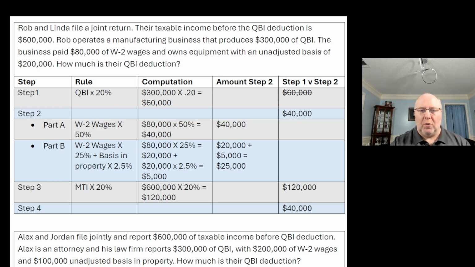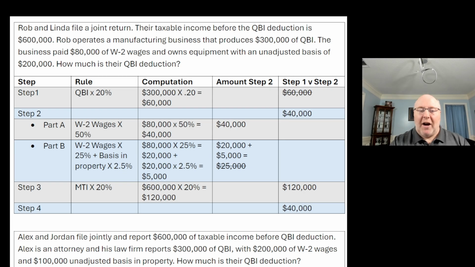Part B, what we do is we go 25% of W-2 wages plus 2.5% of the unadjusted basis in property. Well, if our wages were $80,000, we take $80,000 times 25%, and that's going to equal $20,000. Plus we're going to say 200,000 times 2.5%, and that's going to give us $5,000. All right, so 20,000 plus 5,000, we're now looking at $25,000 for Part B.